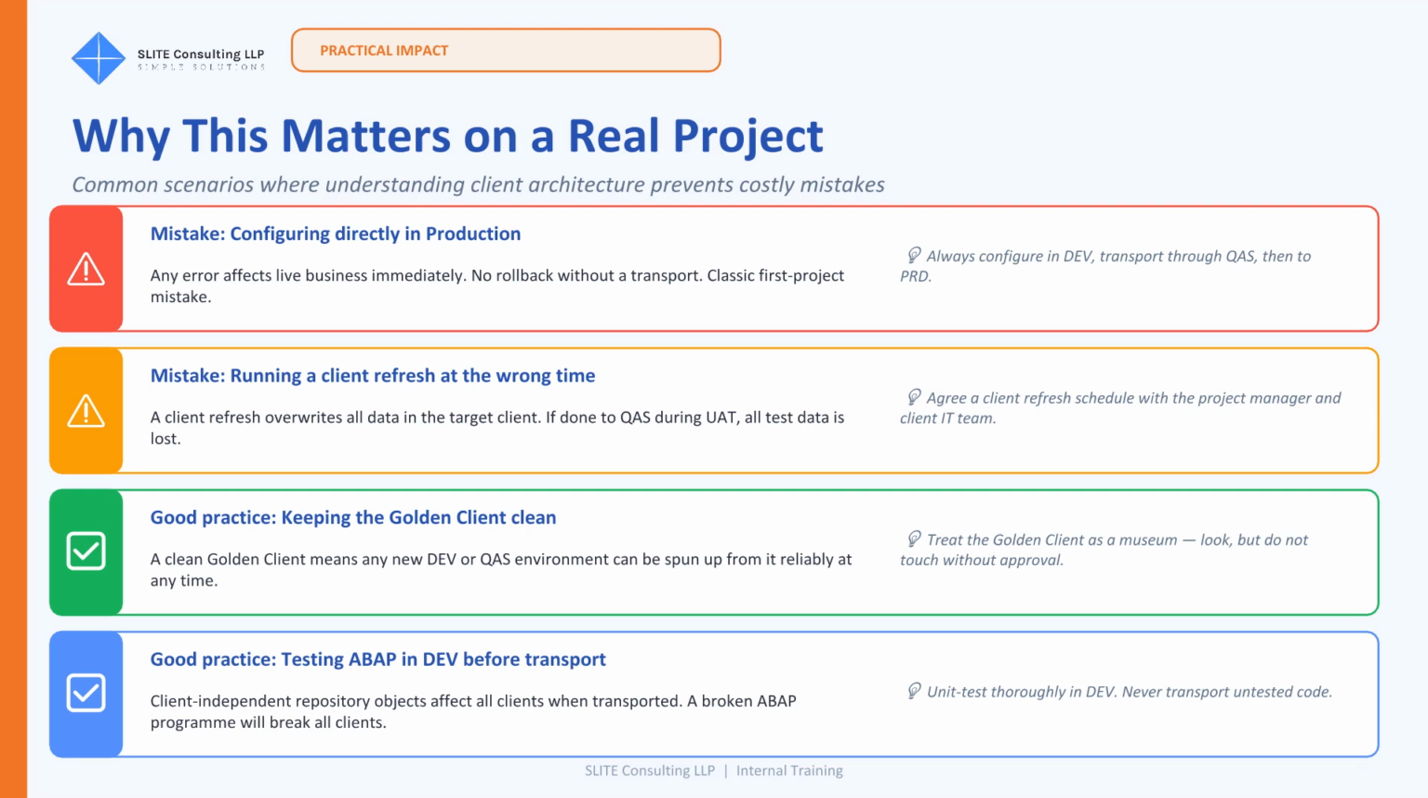On the good practice side, keeping the golden client clean means any new DEV or Quest environment can be spun up reliably at any time. Treat it as a museum. Look but do not touch without approval. Finally, test ABAP rigorously in DEV before transporting. Because repository objects are client independent, a broken program will break every client in the target system at once.